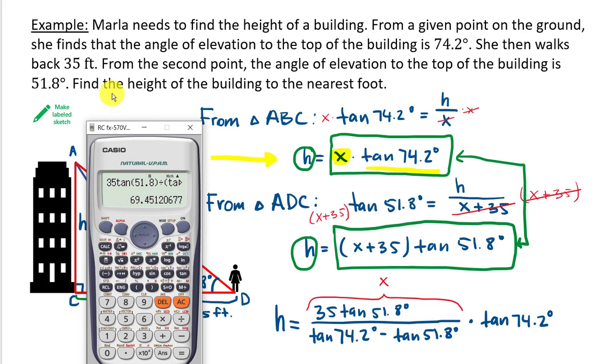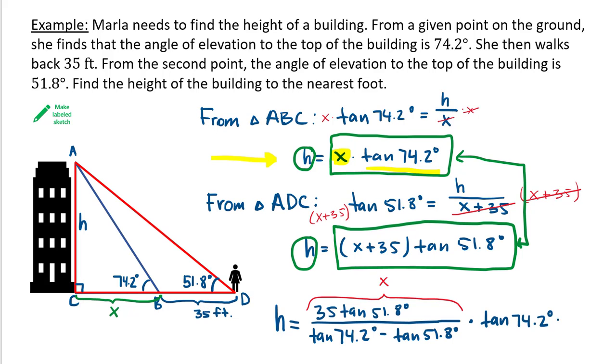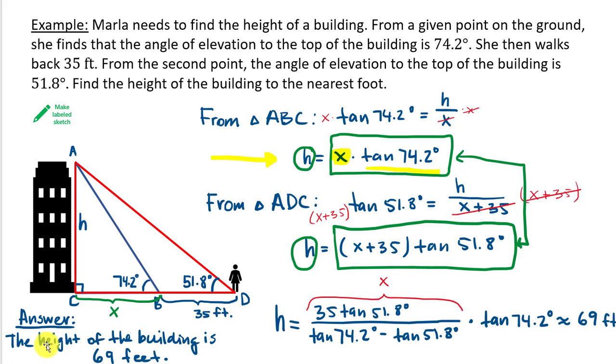Now in the problem it says find the height of the building to the nearest foot. So I'm only keeping the whole part. Since the first digit after the decimal point is 4, it means that I will be rounding down. So it's just 69. That's what I'll write. So the height of the building is approximately, well, because we had to round, 69 feet. And because it's an application problem, I'm going to write down the answer using a sentence. Okay, so I wrote that the height of the building is 69 feet.